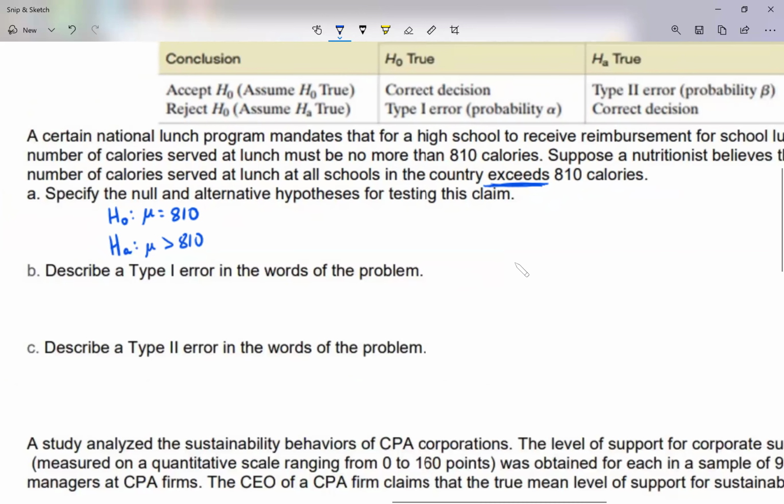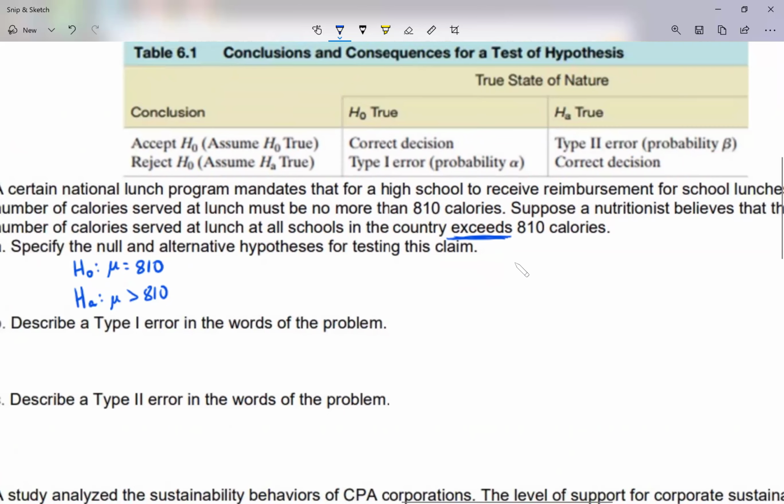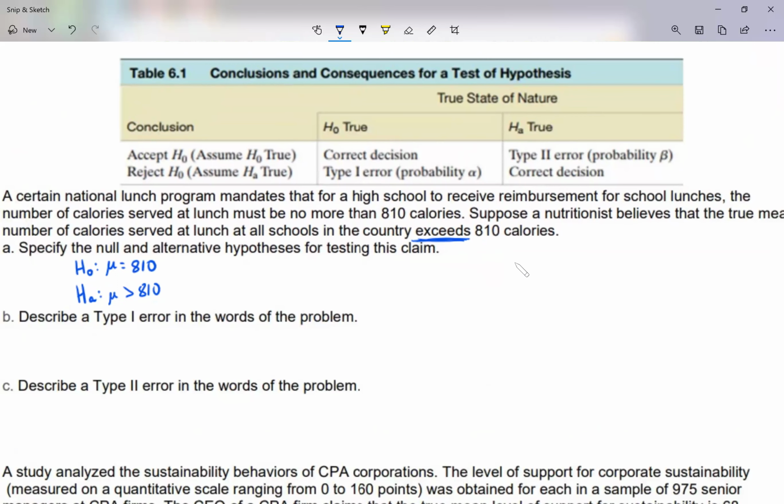Now here it says describe a type 1 error in the words of the problem. Okay, so type 1 error means that I reject the null hypothesis, but it was actually true. So type 1 error, in this case, I'm going to say the researcher concludes that the mean is greater than 810, but in fact, the mean is not greater than 810. That's what I will write here, okay? The type 1 error means the researcher concludes that the mean is greater than 810, but in fact, the mean is not greater than 810.